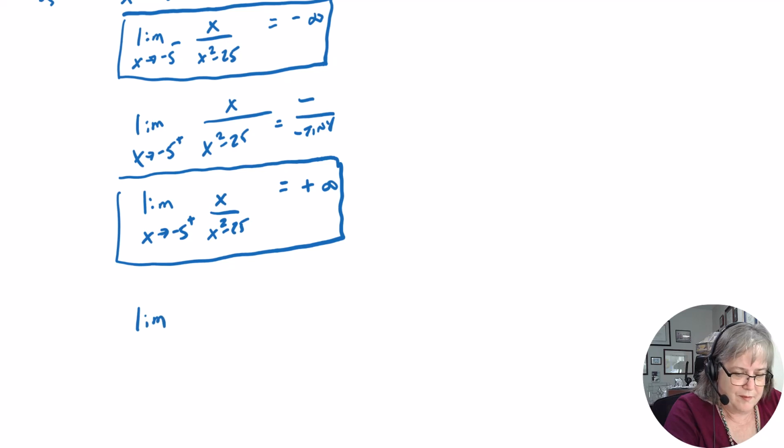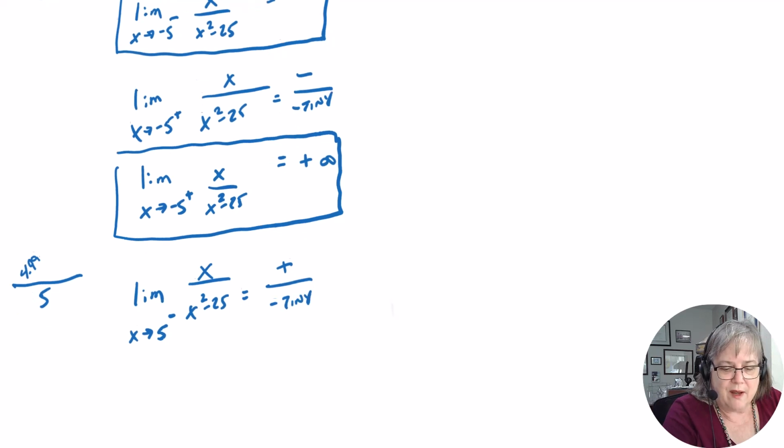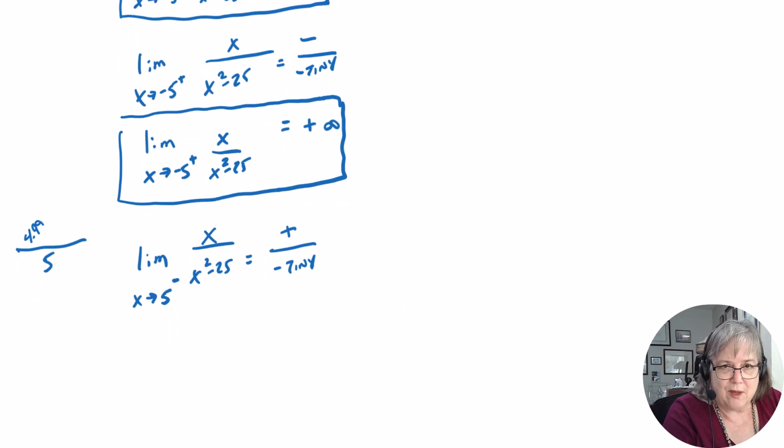And the limit as x approaches positive 5 from the left of x over x squared minus 25. Okay, so positive 5 from the left is something like 4.99. So you'd have a positive 4.99 over something slightly less than 5 squared is something slightly less than 25. So you're going to have a negative tiny number. And dividing a positive number by a tiny number gets you a huge number that happens to be negative. So you would have negative infinity.